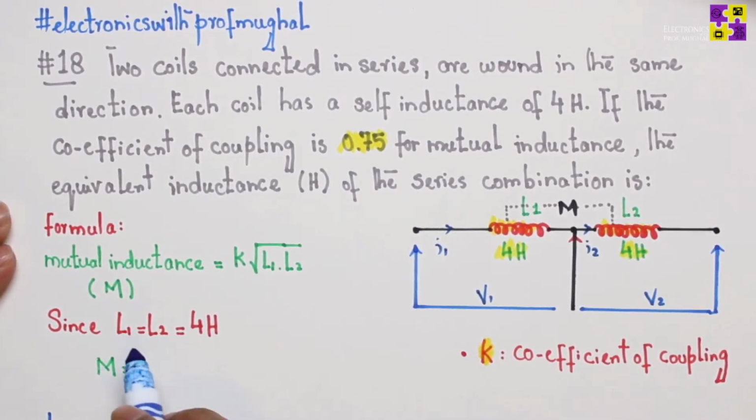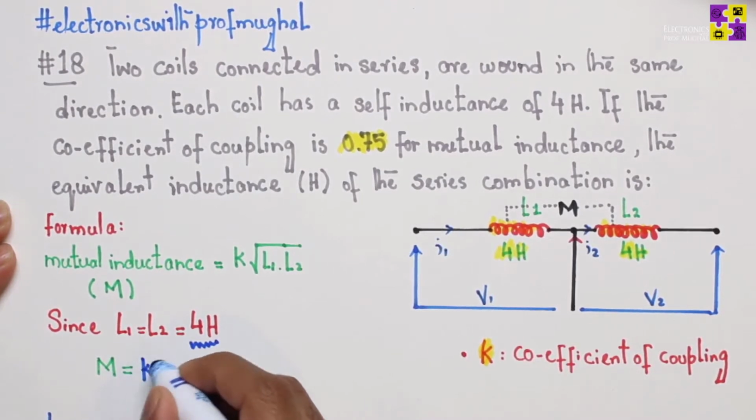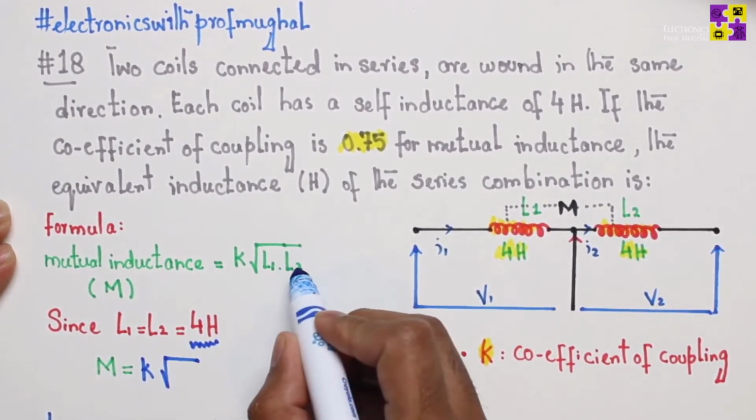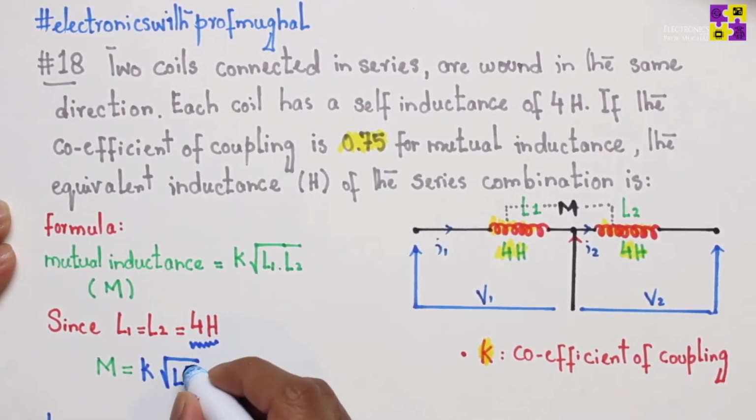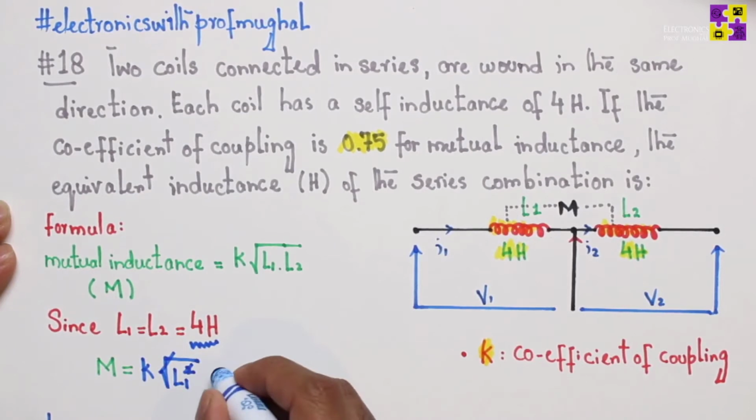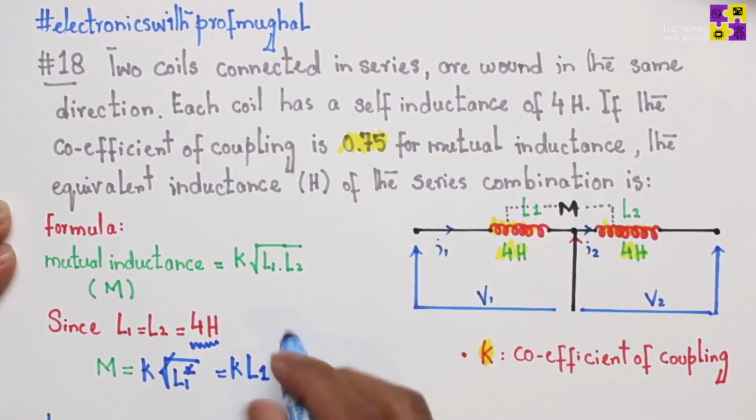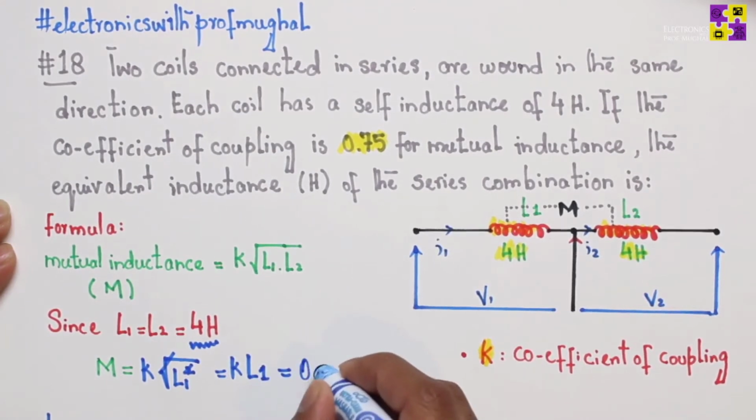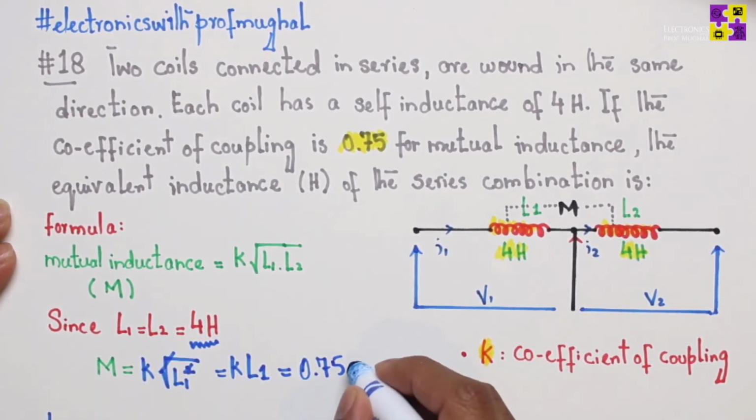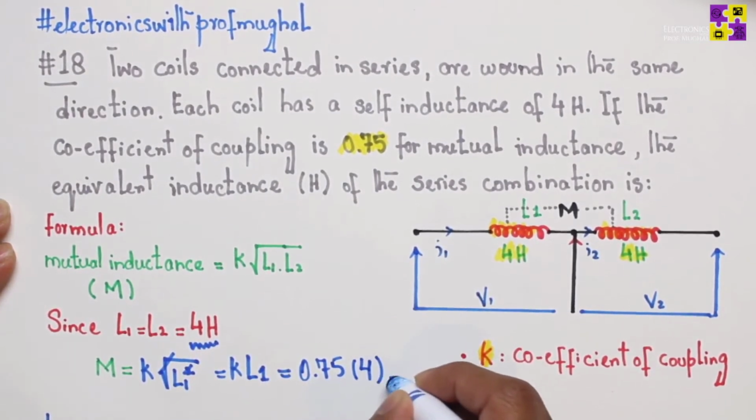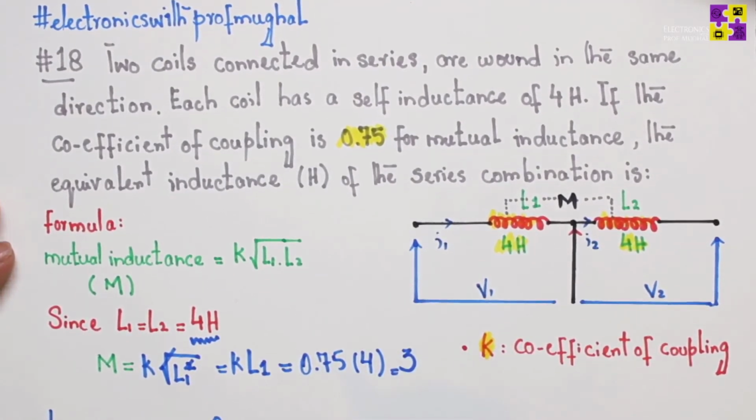Because the two inductance values are the same, I can rewrite the above equation by replacing L2 with L1, since both are the same. So that makes it L1 squared. This square will cancel out with the square root, so I basically have k times L1. If I plug in the values, k being 0.75 and L1 being 4, and do the math, I basically get 3. Mutual inductance is 3.